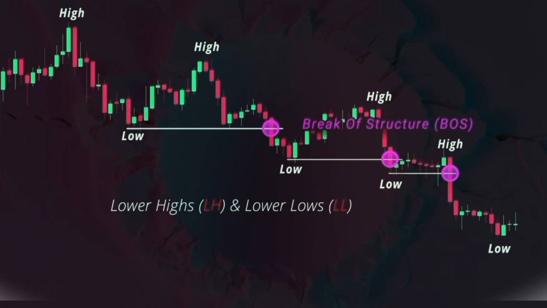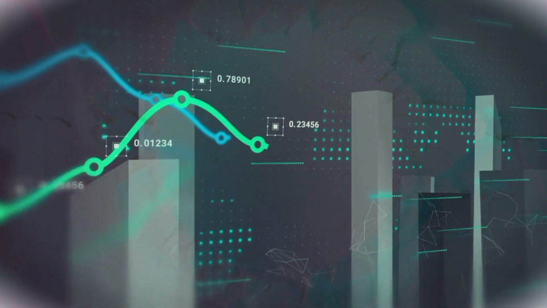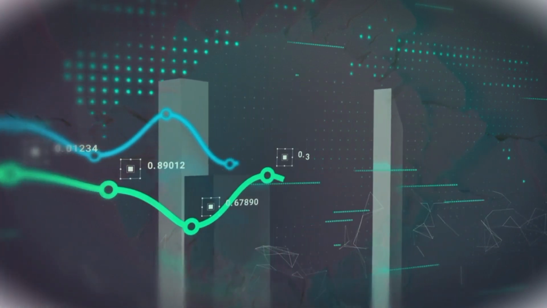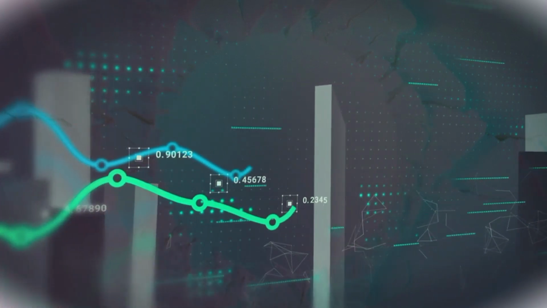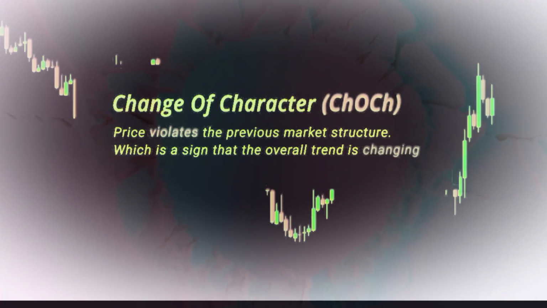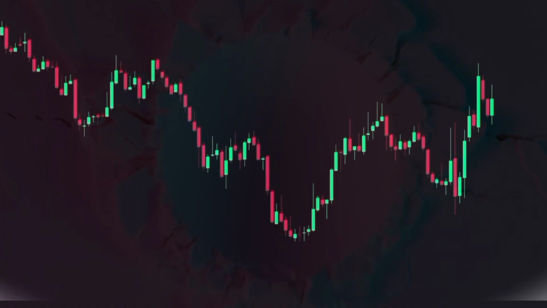So, once you've understood the concept of market structure, it's time to move on to smart money concept number 3, which is called change of character. To put it simply, change of character is when price violates the previous market structure. Usually, this may be a sign that the overall trend is changing. Let's look at an example.